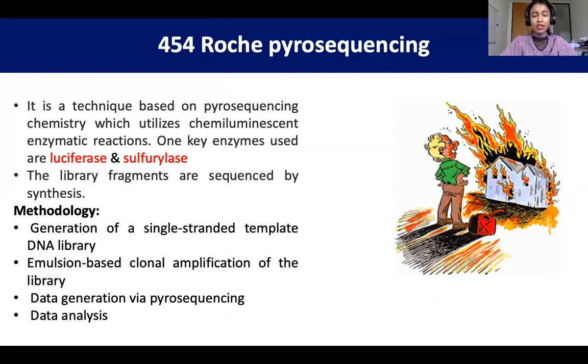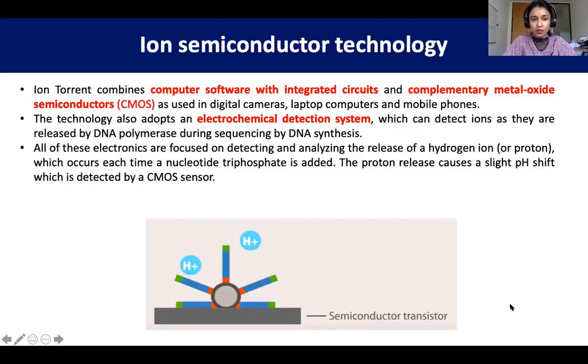So pyrosequencing is a technique based on pyrosequencing chemistry, which utilizes chemiluminescence and enzymatic reactions. Some of the key enzymes used are luciferase and sulfurylase. And the library fragments are sequenced by synthesis. Okay, and these are the methods. The first step is, of course, after you've extracted your DNA, generating a single-stranded template DNA library. Usually, it's just heat-induced. Then you have emulsion-based clonal amplification of the library, and then your data generation via pyrosequencing, and finally data analysis. Right.